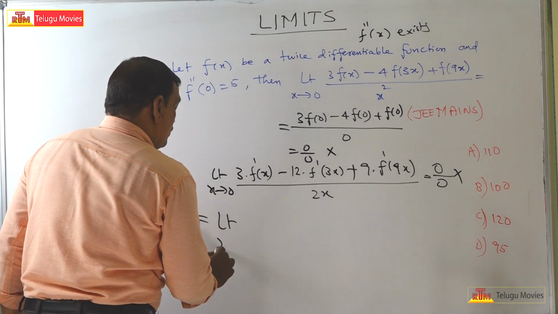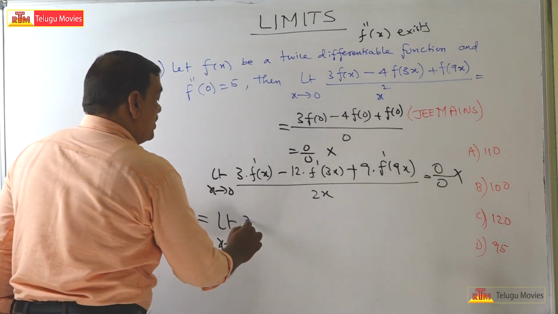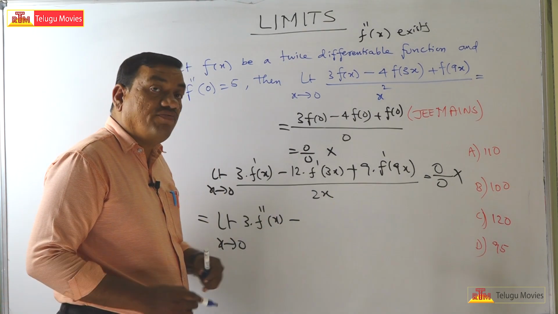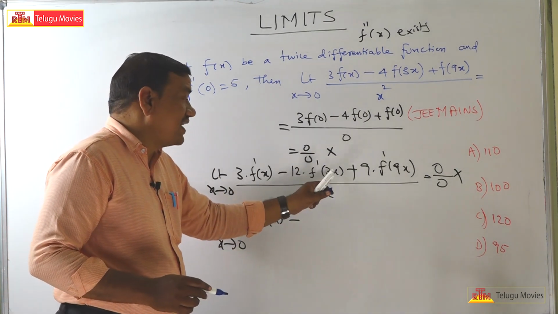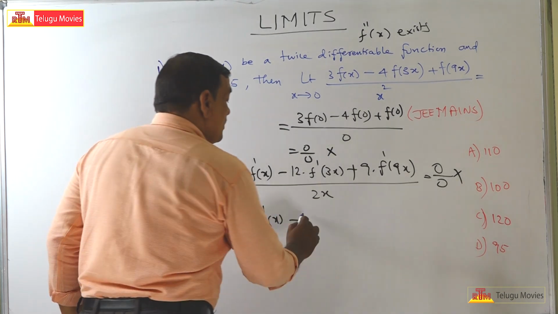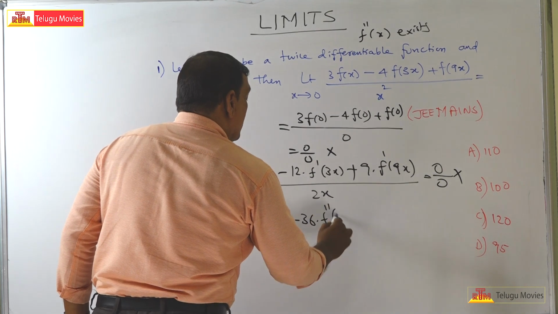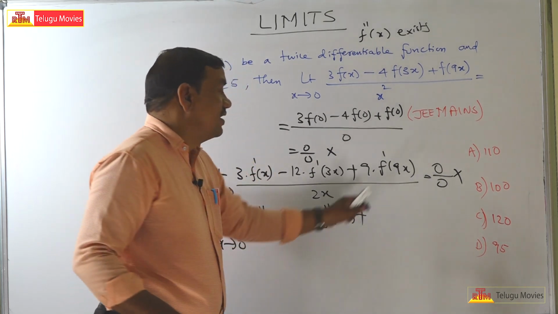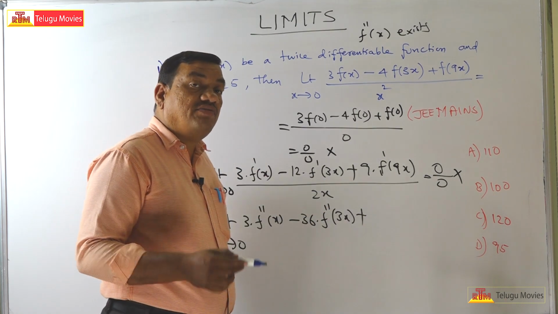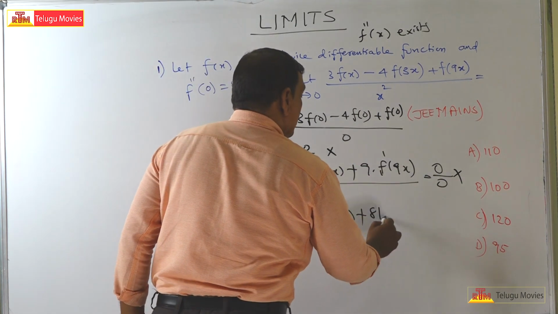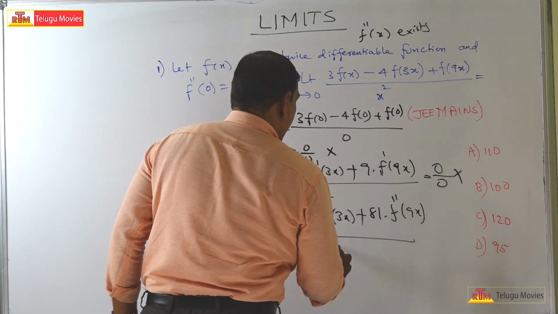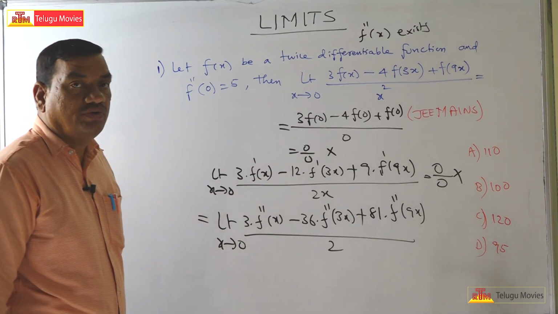So this is equal to the limit as x tends to 0 of 3 times f double dash of x minus f dash of x, whose derivative is f double dash of x. Again 3x has derivative 3, and 12 is already outside, so that means 36 into f double dash of 3x, plus f dash of 9x, whose derivative is f double dash of 9x. 9x has derivative 9, and 9 nines are 81, into f double dash of 9x, divided by the derivative of 2x, which is 2, right.